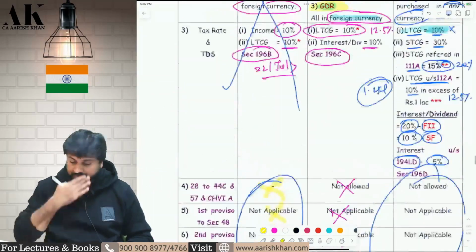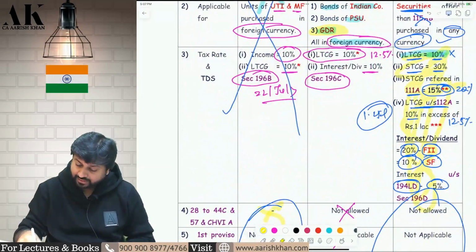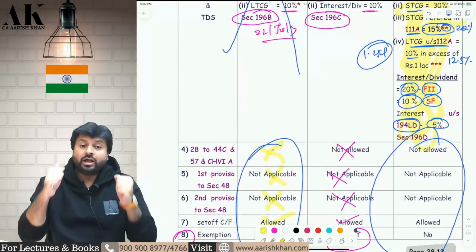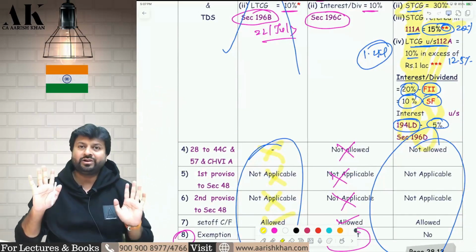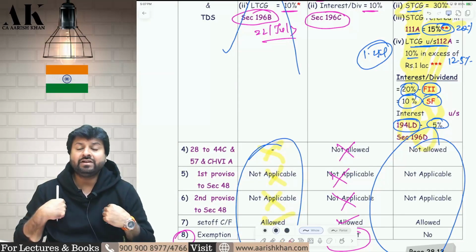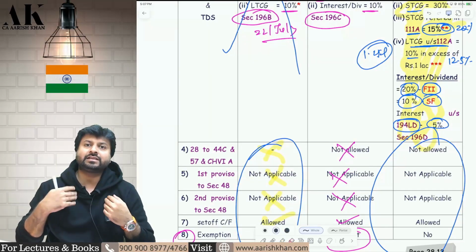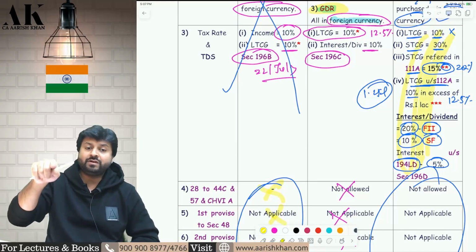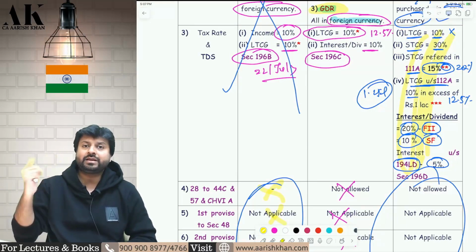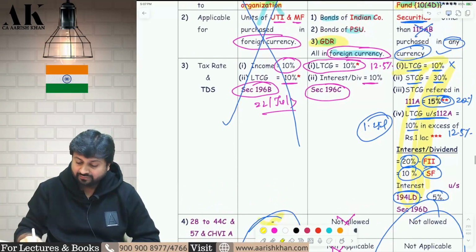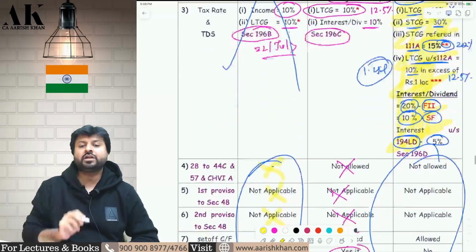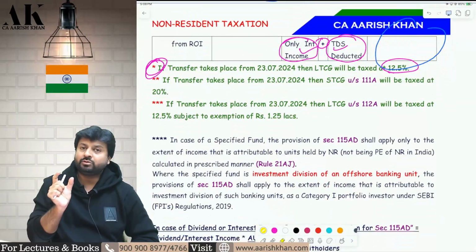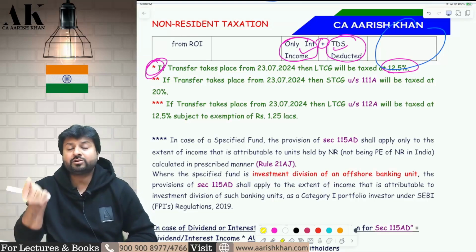Now there is one more catch which you need to keep in mind. That is, if you want this concessional rate, then the units of the FII or specified fund should be held by non-residents. Suppose there are 100 unit holders of the FII, out of which 70% units are held by non-residents, 30% are held by residents. Then in that case, only 70% of the income will be subject to this concessional tax rate. Remaining 30% income will not be subject to this concessional tax rate. Remaining 30% will be subject to normal tax rate. So be very careful. If the FII wants to enjoy these special tax rates, then 100% of unit holders have to be non-residents. If 70% is held by non-residents, then out of the entire income, only 70% will be subject to the concessional tax rate, and the remaining portion will be subject to normal tax rate.